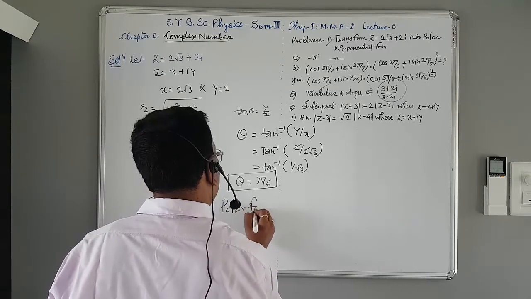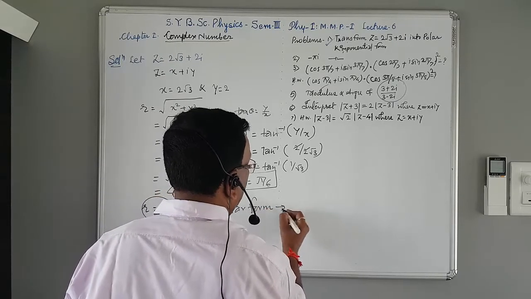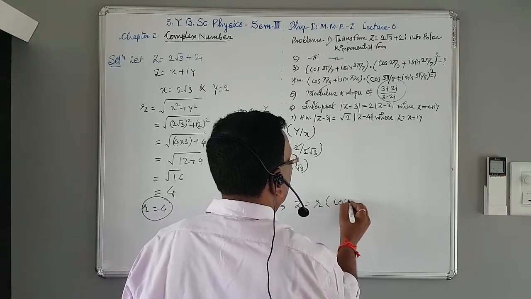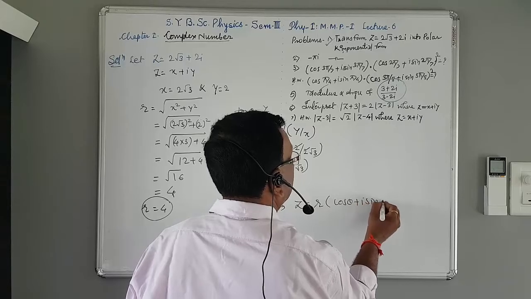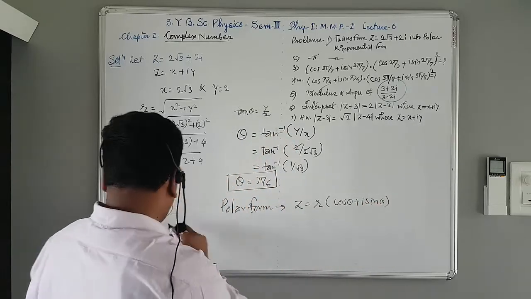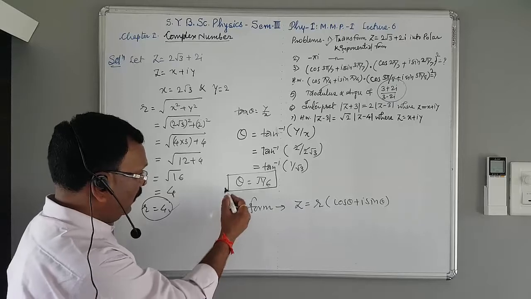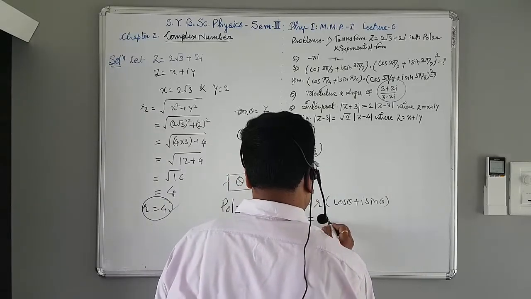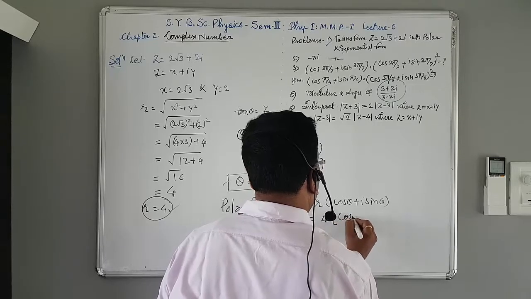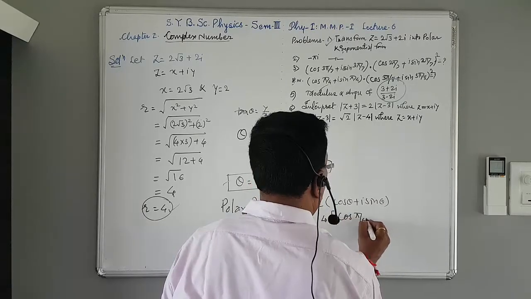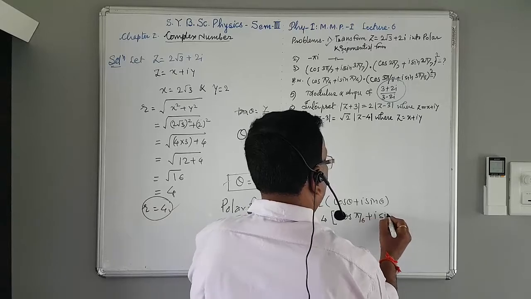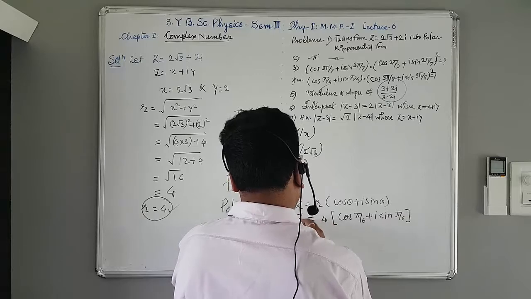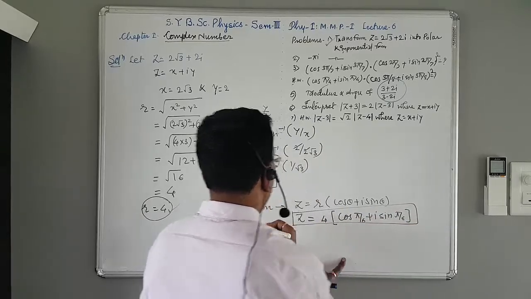Polar form of a complex number is like this: z is equal to r (cos theta plus i sin theta). Substitute the value of r and theta in this equation. We have 4 (cos pi by 6 plus i sin pi by 6), and this is nothing but the polar form of the complex number.